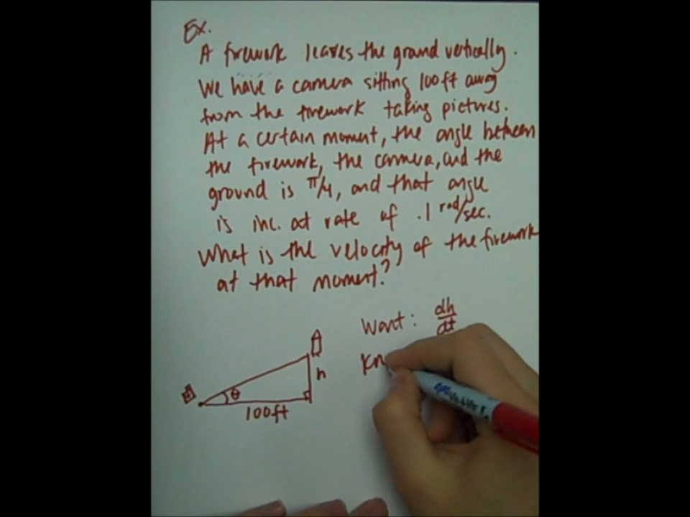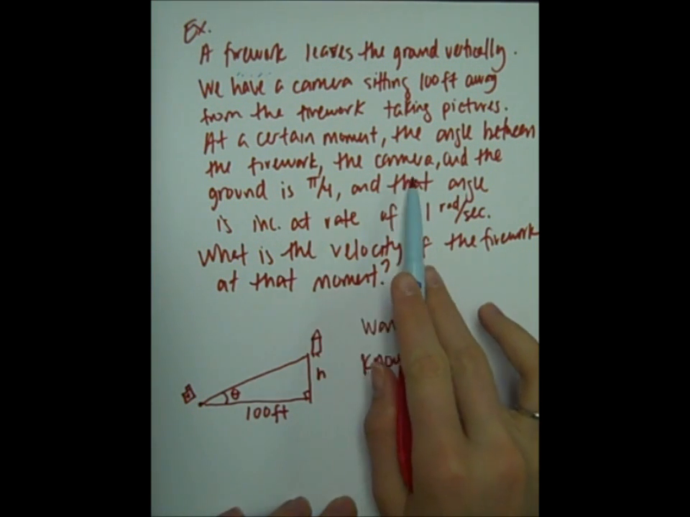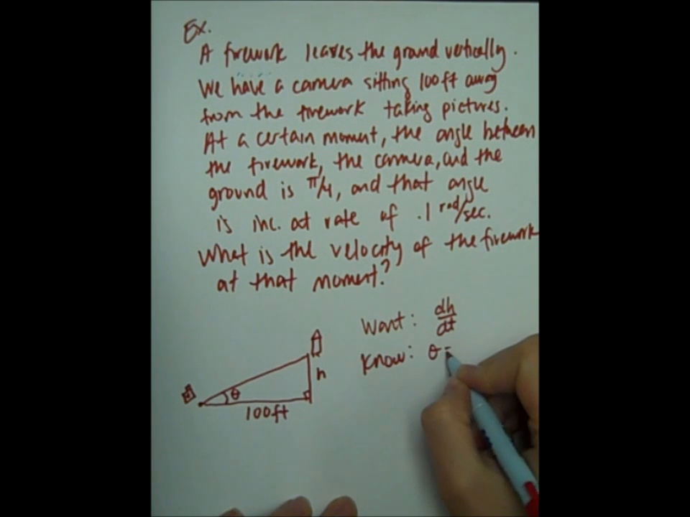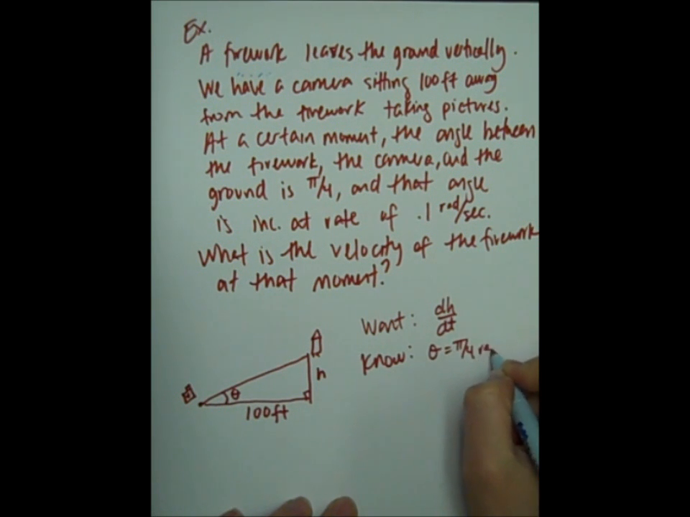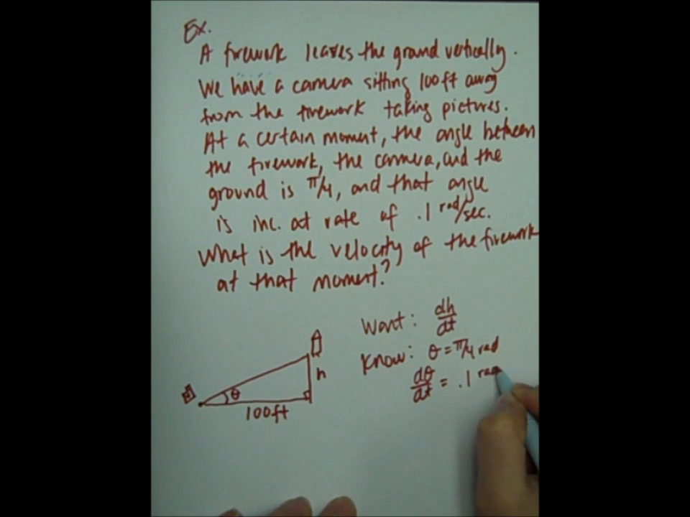What do we know? Well, let's see, the problem tells us that the angle is pi over 4 radians. It also says that the angle is increasing at a rate, so that's talking about d theta/dt, 0.1 radians per second. I think that's all we know.